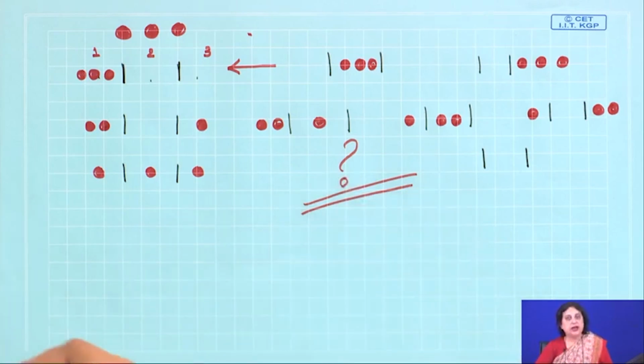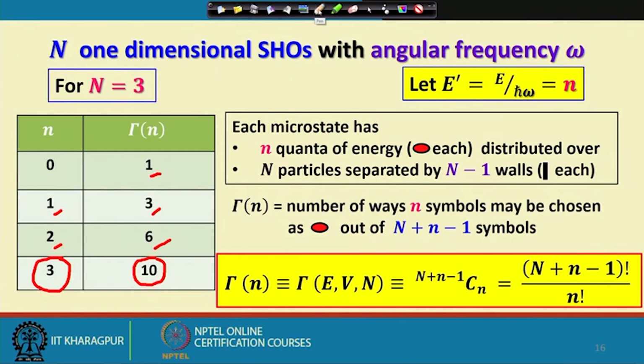But the point that I would like to highlight over here is this: each microstate in my representation has small n quanta of energy, where each quantum of energy is represented by a red pellet like this. And these are going to be distributed over capital N particles, and these particles are separated by capital N minus 1 walls, and each of these walls is represented by a black vertical line like this. In this case, if the numbers are for a general case capital N and small n, what is gamma n?